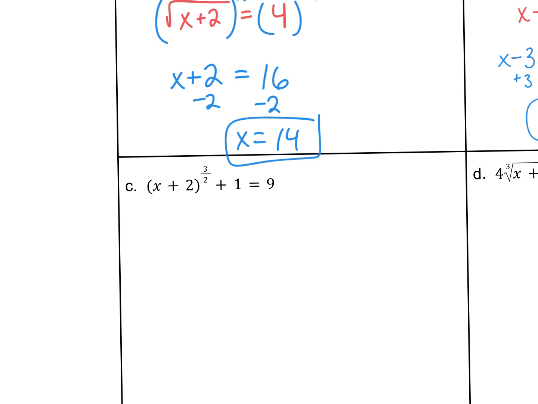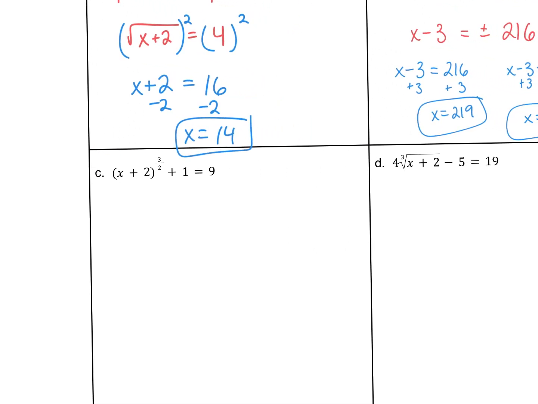And then we get to one like C. Okay, remember if we take things to an odd denominator, we don't have to do that plus or minus thing. So I want you to pause the video. I want you to try to work out C. I also want you to try to work out D as well.